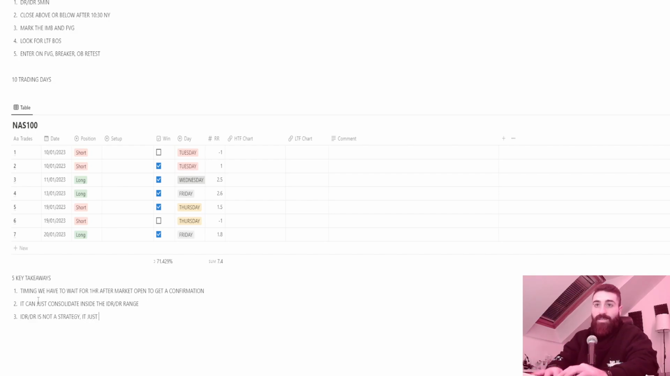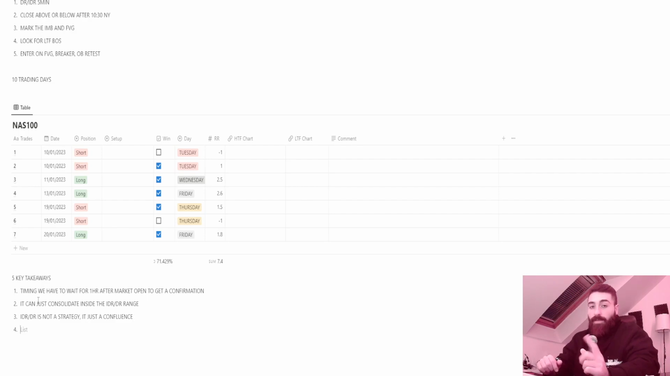Okay, third thing is that we have to understand it is not a strategy. It is just a confluence. As we are using it right now, it's just a confluence. It's not a strategy. Okay, we can just add it to our checklist, but that's all. Okay, it gives a really high probability, but that's all. It cannot be a strategy on its own.